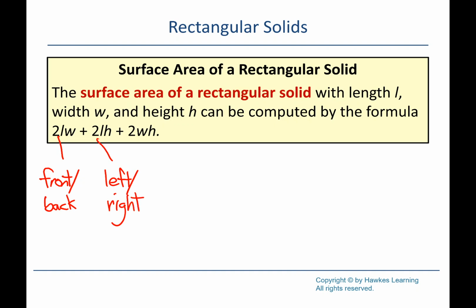And then the last one is saying the top and the bottom are going to be the same dimensions. So find the area of one of those and multiply by 2. So we just really have 6 faces we're finding the area of. We got front, bottom. We're finding the front, back, left, right, top, bottom, adding all those together. That's surface area.